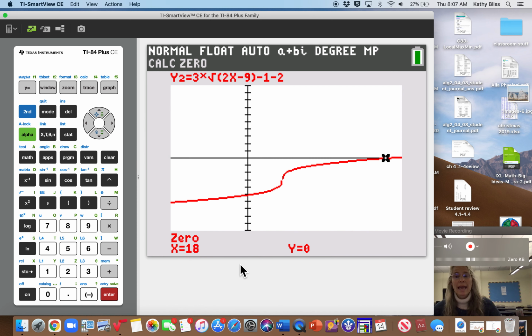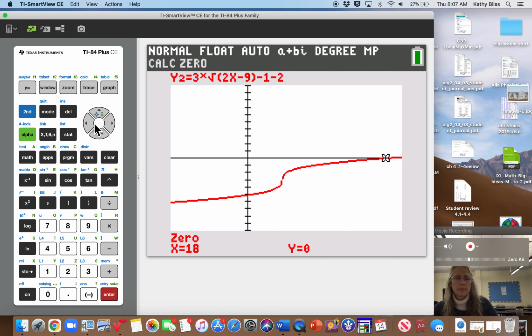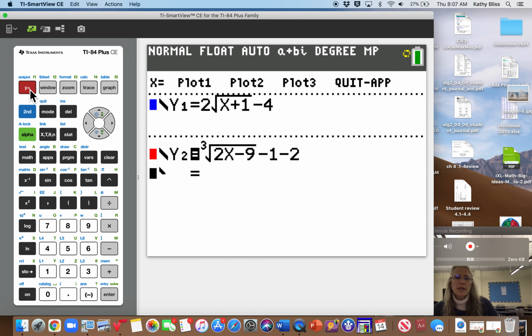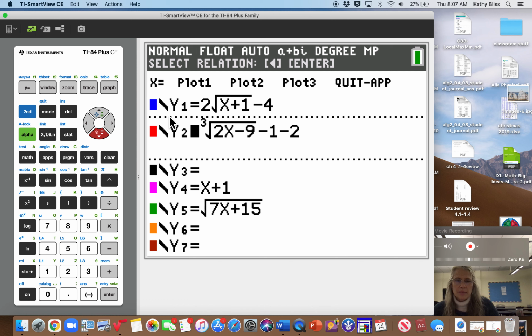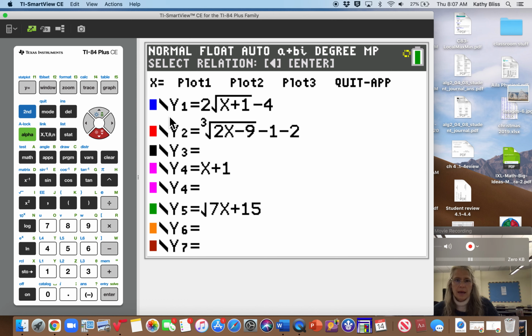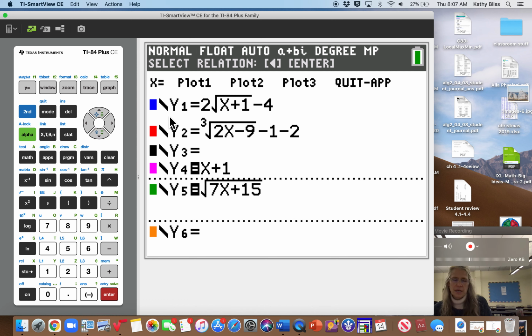Okay, so again, we're going to learn how to do this algebraically, but I wanted to give you a way to check your work using your calculator as a great tool. Okay, I want to go over one more example, which is example number 3, and that's when you have two equations that are equal to each other. So here, I've got these equations typed in, and I've got x plus 1 on one side, and I've got the square root of 7x plus 15 on the other side, okay?